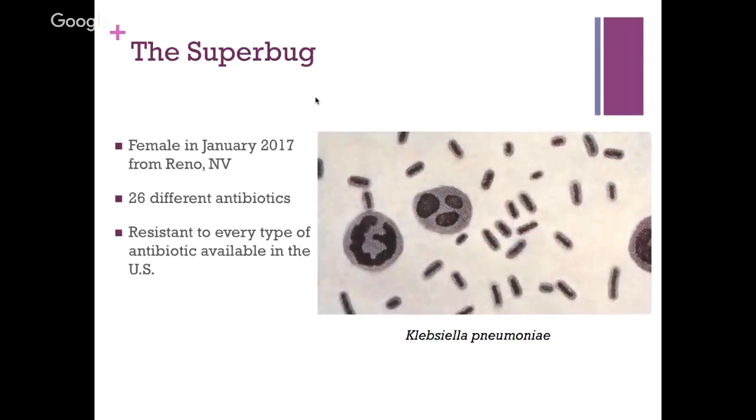Another example from my research was the superbug, in January of 2017, so pretty recent. This woman in Reno, Nevada had been treated with 26 different types of antibiotics, and she was resistant to every single one. It was resistant to every antibiotic available in the US, and she passed away because they could not rid her body of this superbug. There's a picture of it in that corner down there.